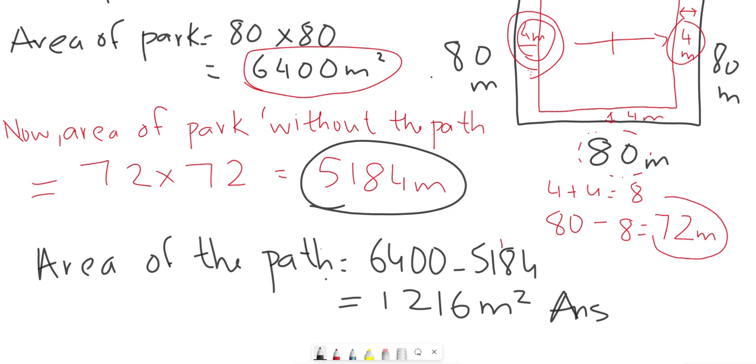Then we found out what is the length of the path running on all sides. On all sides, the length is 4 meter. So 4 meter plus 4 meter gave us 8 meters. We subtracted that 8 from 80 and got 72. This helped us find the area of the park without the path. And by subtracting this area of the park without the path from the area of the original park, we found out the area of the path itself. Now it does seem a little too much repetition of path, but when you see this video again, you will definitely understand that it's not as difficult as it seems.